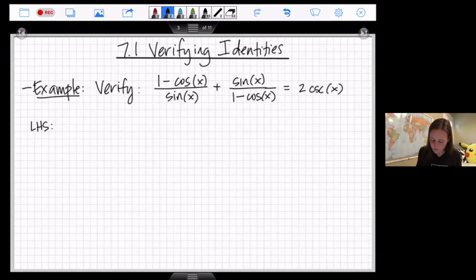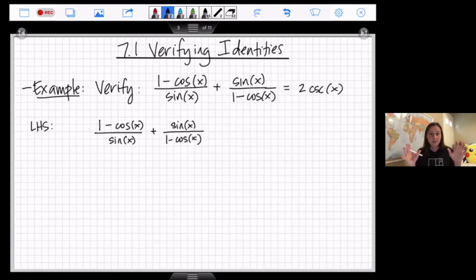So I'm going to leave myself a little bit of room when I copy these. So 1 minus cosine x over sine x, and sine x over 1 minus cosine x. All right, so I'm going to find their common denominator and add these two fractions together. And I have no idea what's going to happen when I do that. We're just trying something. My common denominator is just going to be the product of those two denominators, so sine times 1 minus cosine. So this first fraction needs a 1 minus cosine on top and bottom.